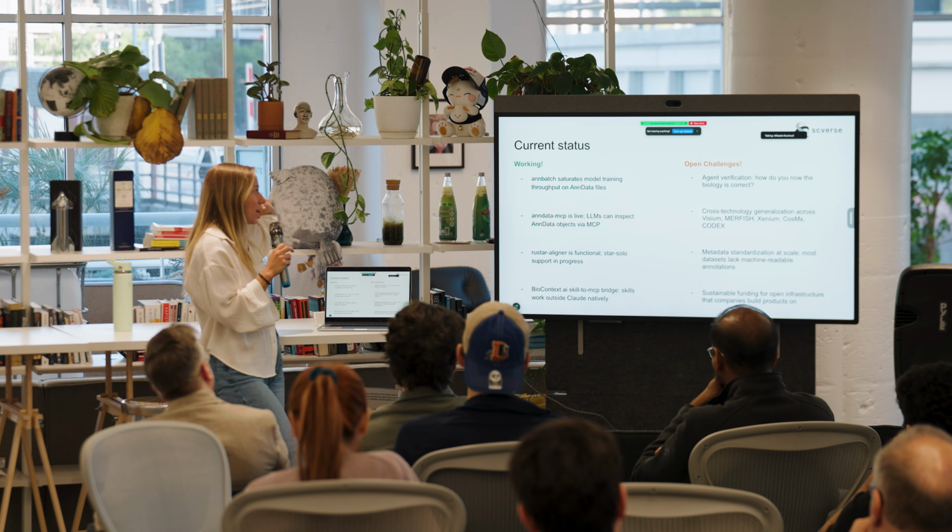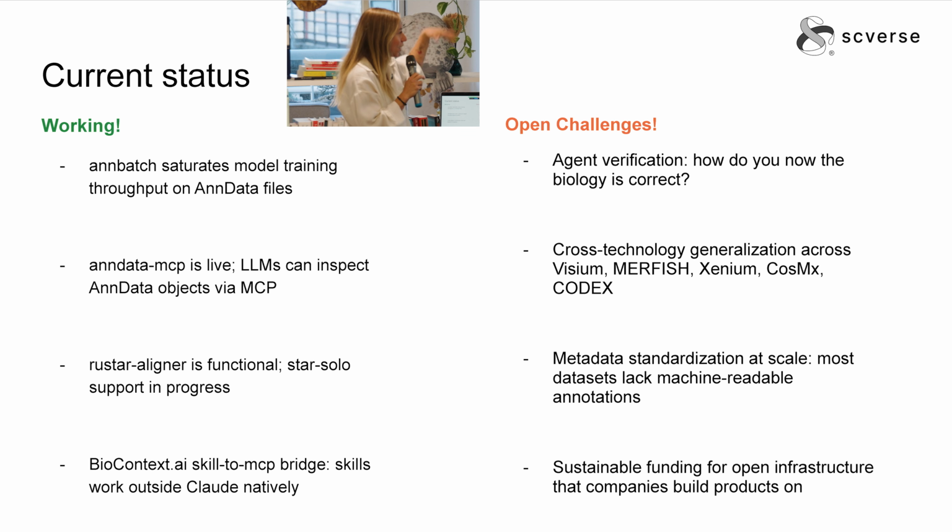So it's kind of a summary now, what's working. I briefly hyped our things. Unbatch works. On-data MCP is live. You can use it. Rastar Aligner also is happening. If there are any issues, you can also go on GitHub and contribute if you want.